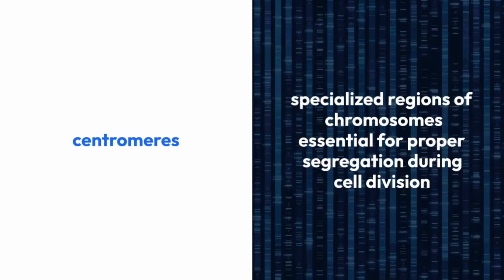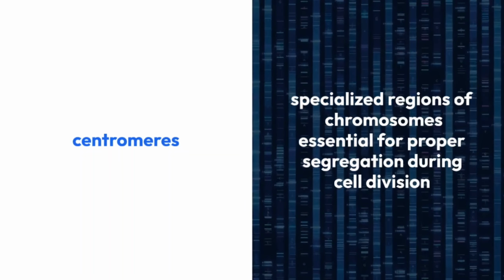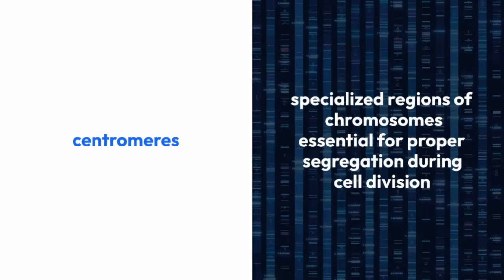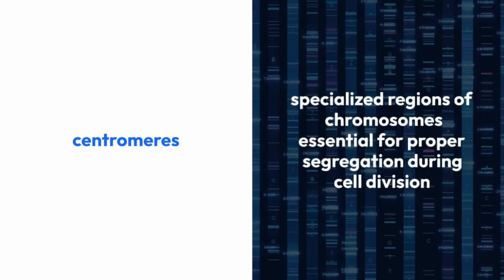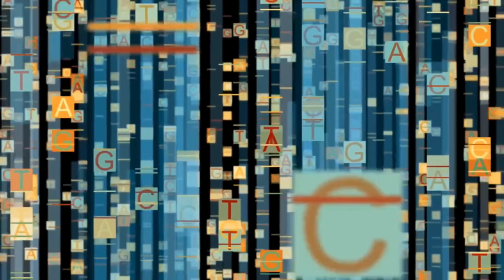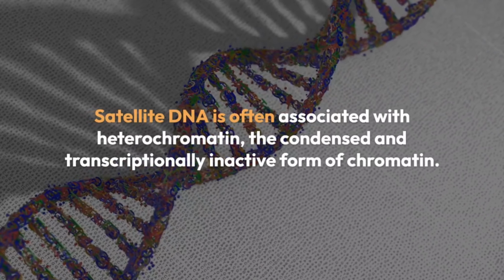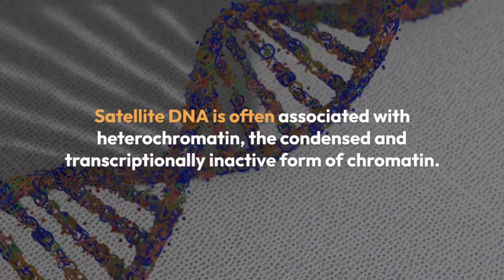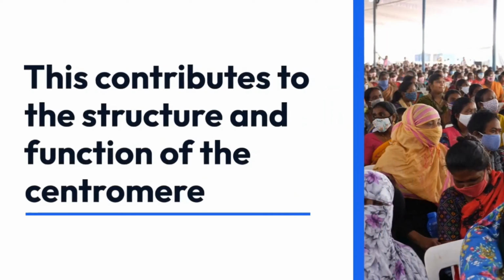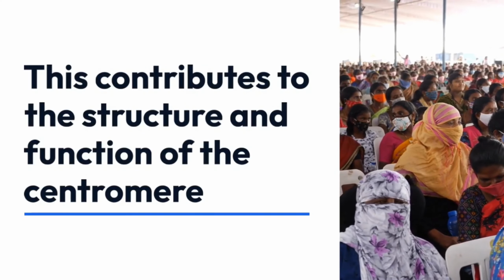Centromeres. Satellite DNA is commonly found in the vicinity of centromeres, the specialized regions of chromosomes essential for proper segregation during cell division, mitosis and meiosis. Heterochromatin formation. Satellite DNA is often associated with heterochromatin, the condensed and transcriptionally inactive form of chromatin. This contributes to the structure and function of the centromere.